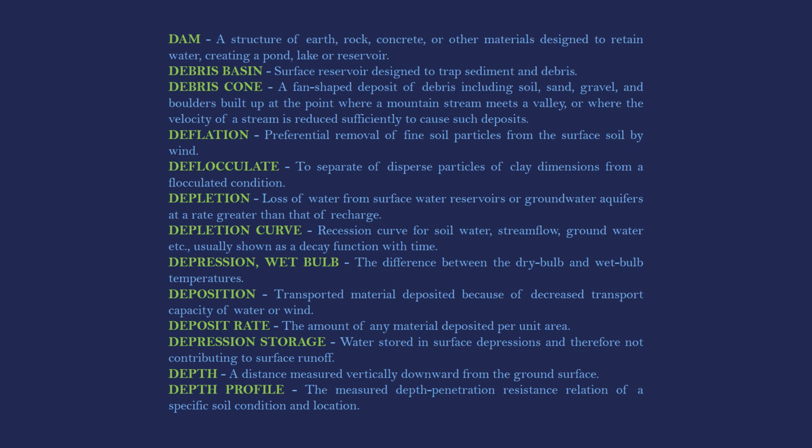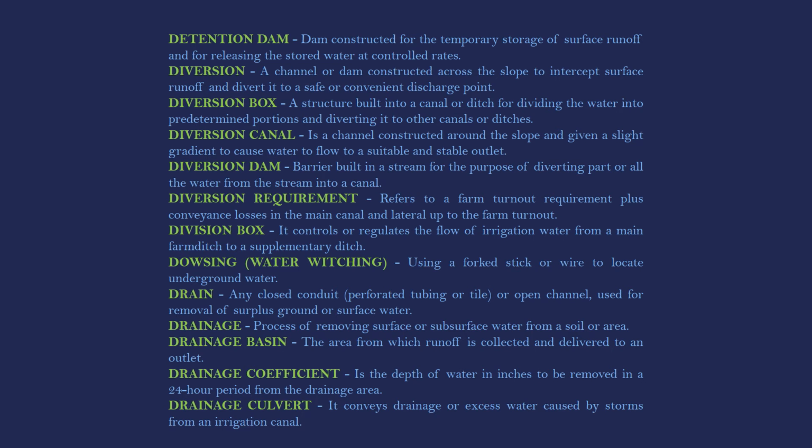Depth: a distance measured vertically downward from the ground surface. Depth profile: the measured depth penetration resistance relation of a specific soil condition and location. Detention dam: dam constructed for the temporary storage of surface runoff and for releasing the stored water at controlled rates. Diversion: a channel or dam constructed across the slope to intercept surface runoff and divert it to a safe or convenient discharge point.